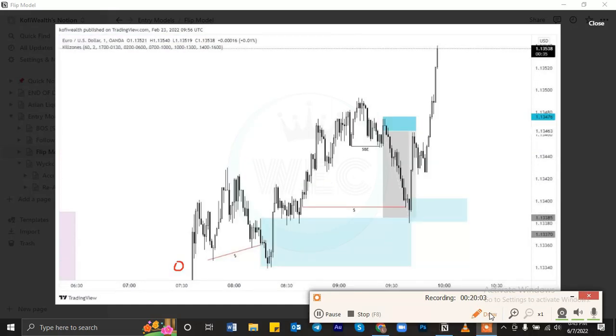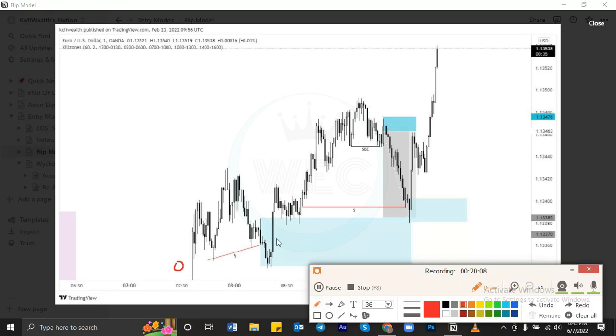So in here we can see what price is also doing. Price has made a push to the upside, and this is a counter trend trade. Within the push we can see price making internal structure moves: higher highs and higher lows, higher highs, higher lows, higher highs, and higher lows.